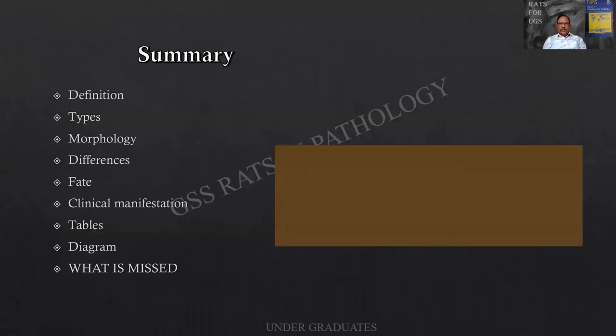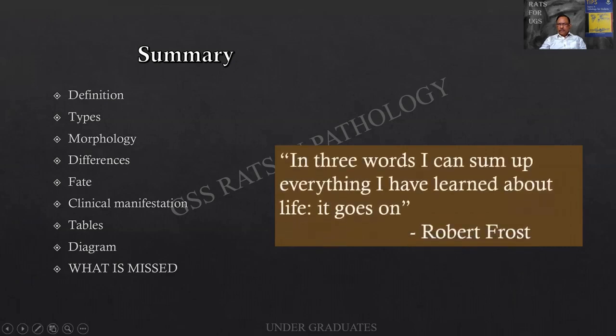As a summary, these are the things that people have seen. Definition, types, morphology, differences, antemortem clot, postmortem clot, arterial thrombus, venous thrombus, clinical manifestation, tables. What else do you need? Diagram. And what is next is what will be asked.